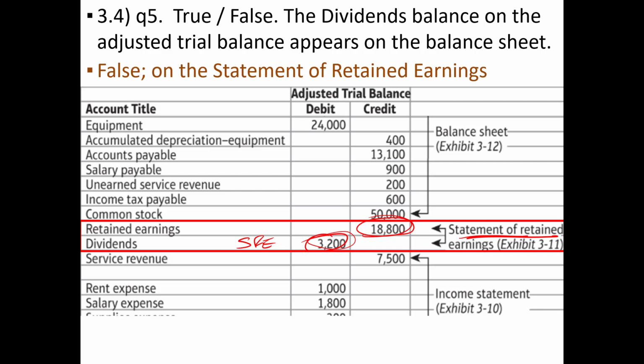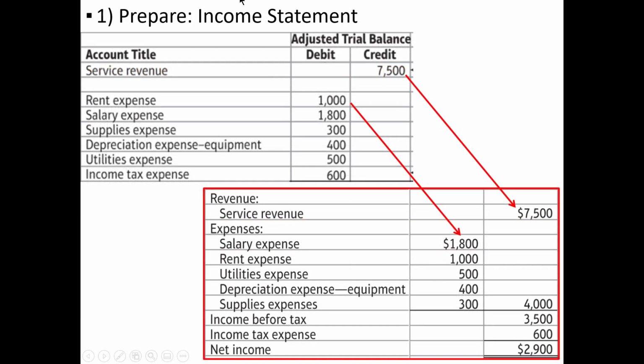Think about using the trial balance as starting from the bottom and then working your way up to the top. So, income statement, start at the bottom. Take your revenues, plug them there. Take all your expenses, plug them in there. Do your little calculations. You have a chance to do this on your homework.